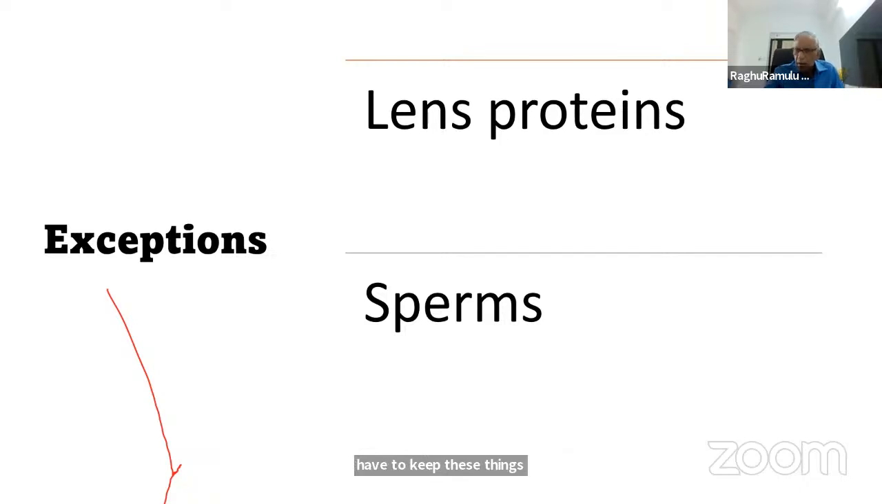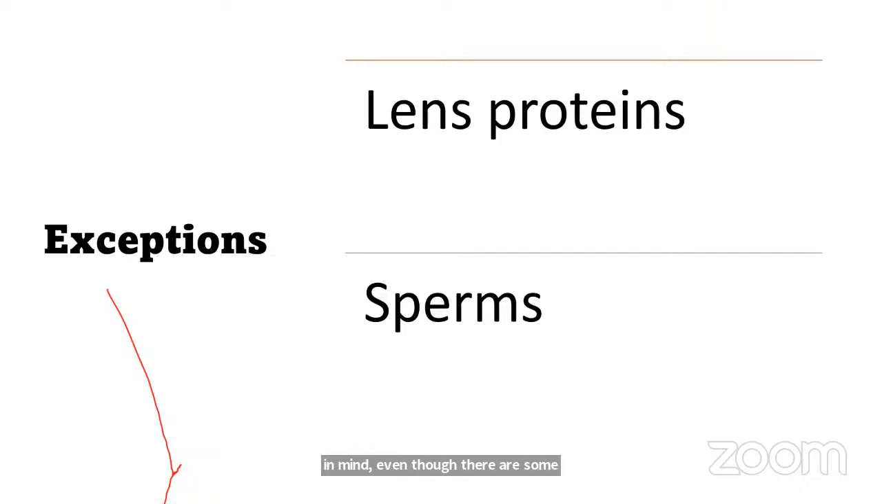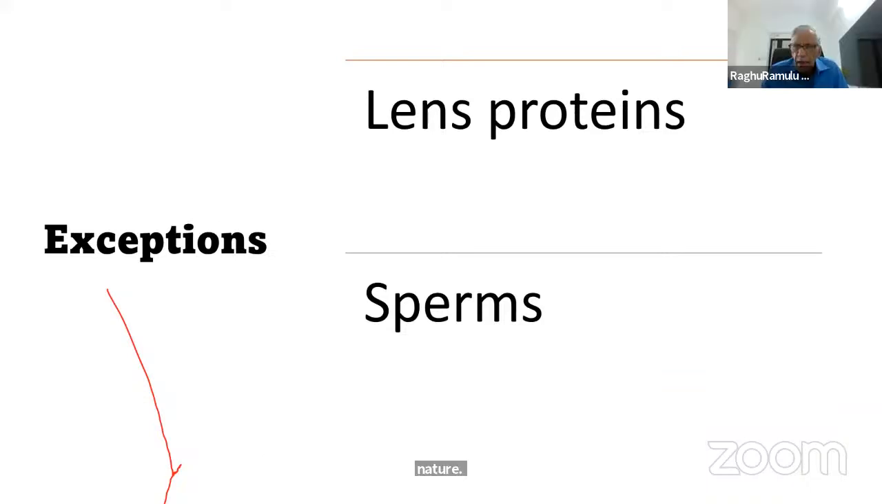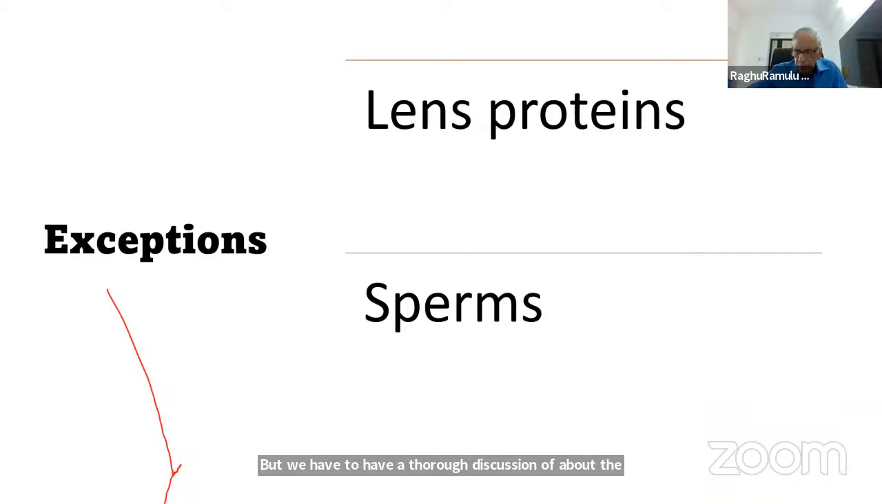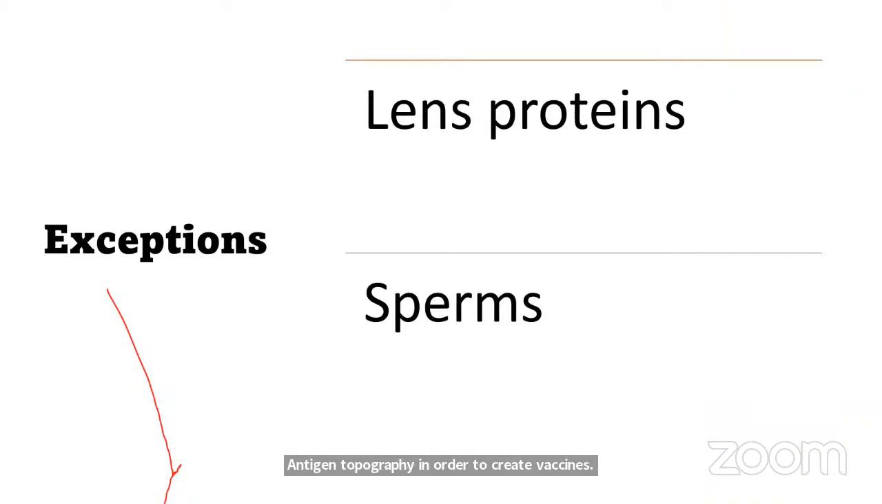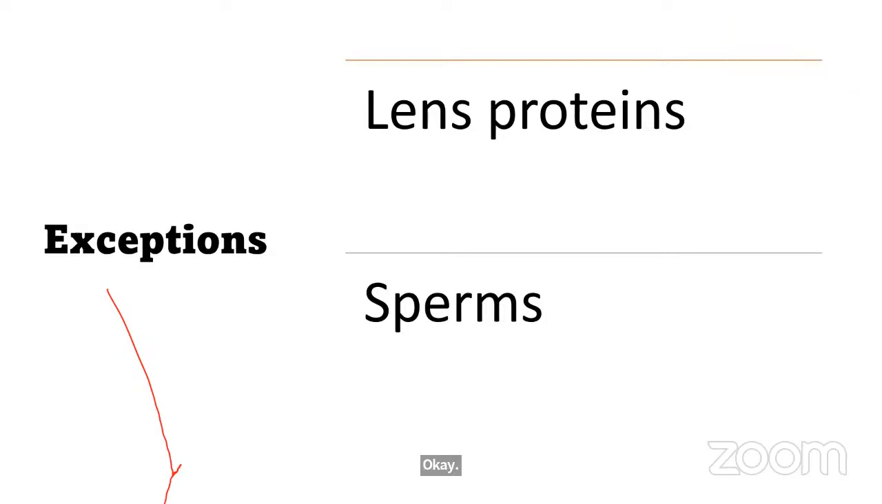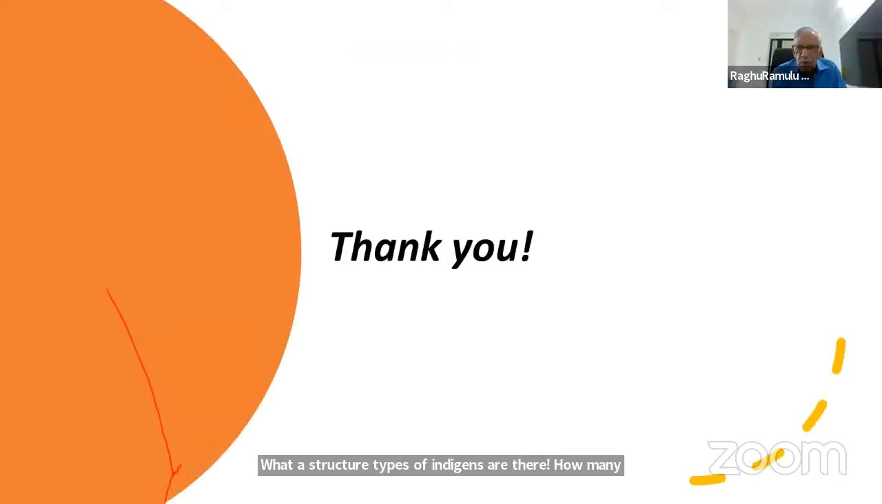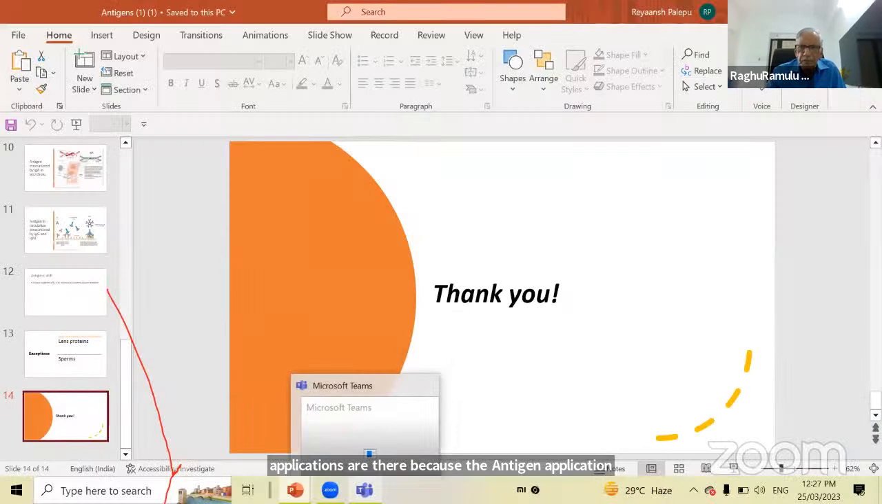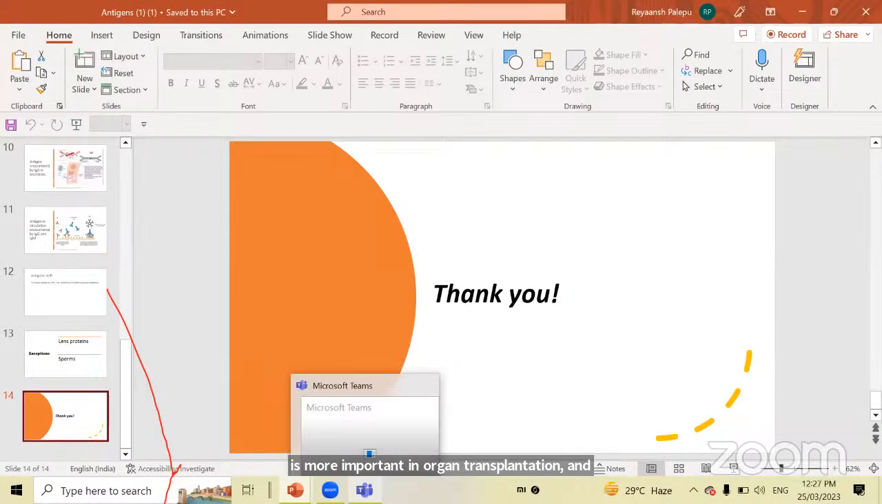But we have to have a thorough discussion about the antigen topography in order to create vaccines. These vaccine protocols are not that easy, but at the same time, not that complex either, provided we have complete, thorough knowledge about the antigen. This is what I wanted to convey: what structure or types of antigens there are, and how many applications there are, because antigen application is more important in organ transplantation, and also in vaccination protocols.